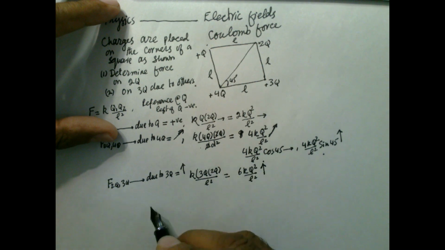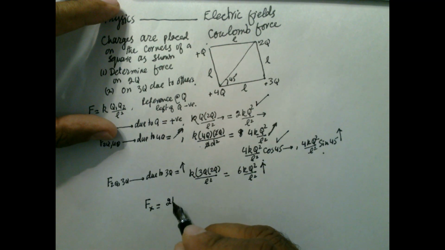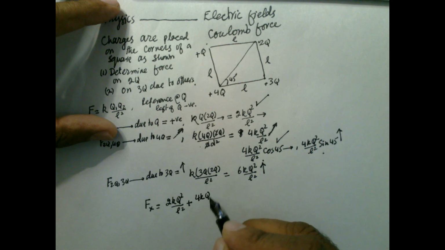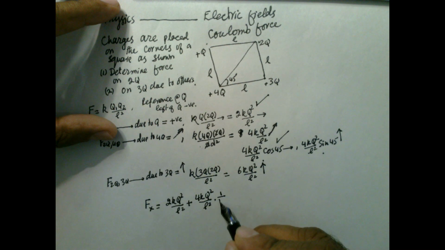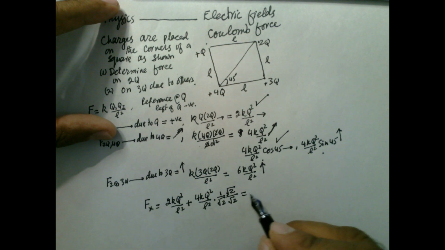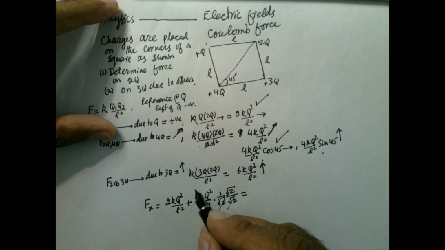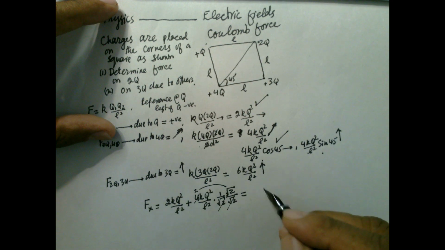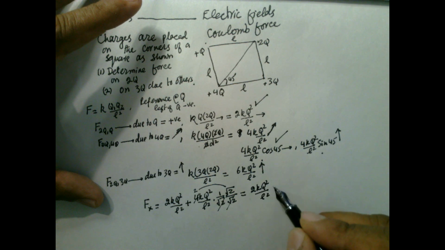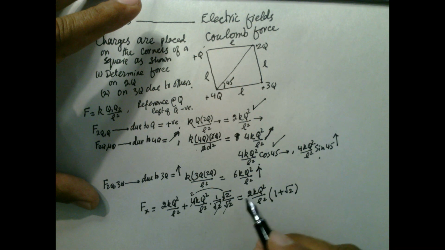This is up. So all Fx is equal to 2KQ square over L square, plus 4KQ square over L square into cos 45, which is 1 over square root 2. So square root 2 over square root 2, this will be 2 into 2. If you take 2 common, 2KQ square over L square is equal to 1 plus square root 2. So 1 plus square root 2.